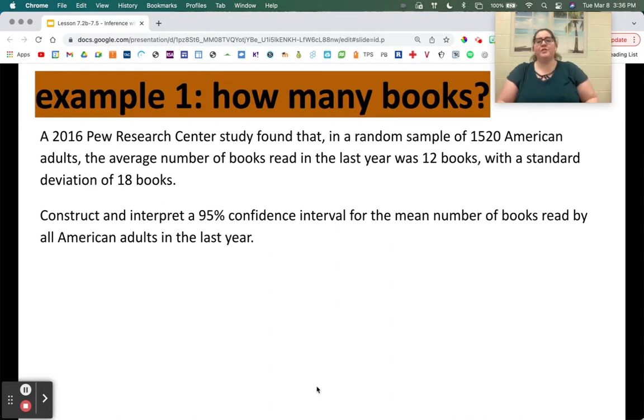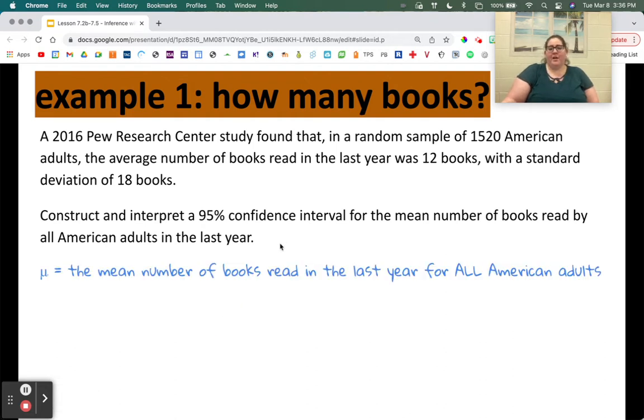In the intro lesson, we talked a little bit about conditions for these 2 examples that we're going to do. So I'm going to go through those quickly, just so we can get through the actual math part. So this one has a research study that found that in a random sample of 1,520 American adults, the average number of books read in the last year was 12 books, with a standard deviation of 18 books. We're going to construct and interpret a 95% confidence interval for the mean number of books read by all American adults in the last year. So we're using the sample data to estimate what is true about the population.